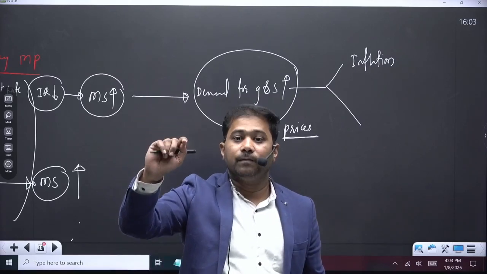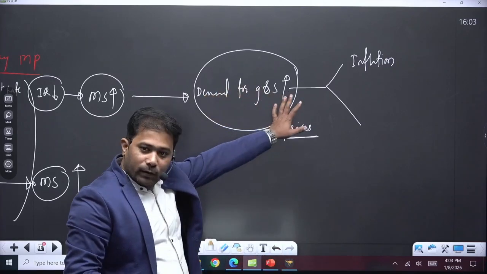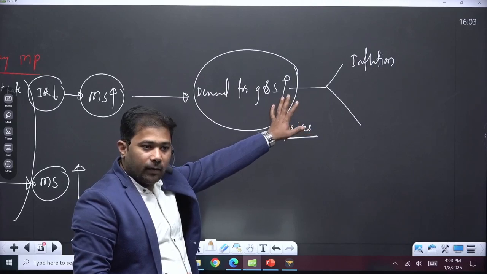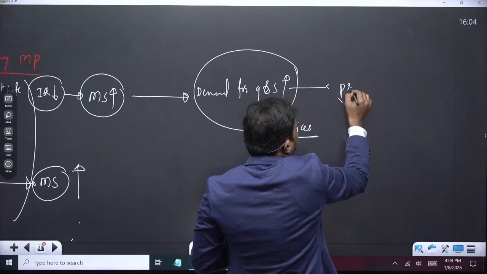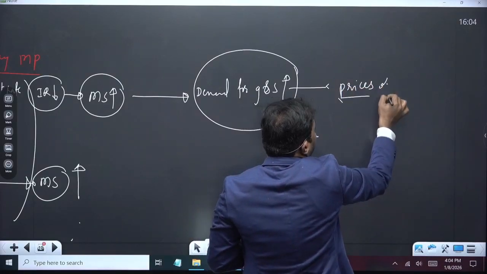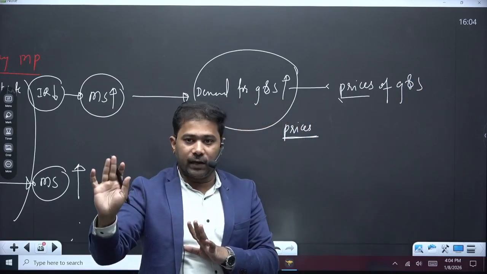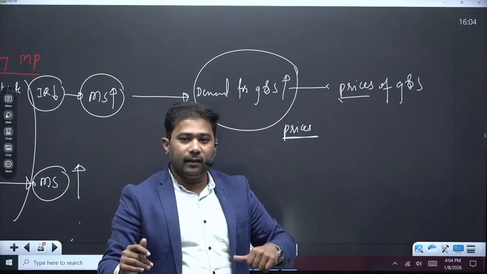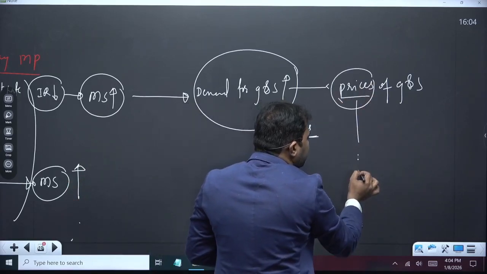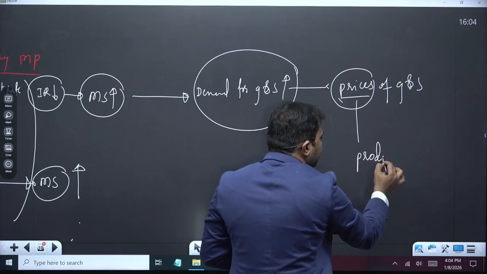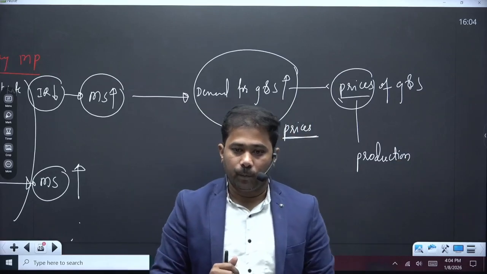Any confusion? Okay. Demand for goods and services increases, right? It will increase what? Prices of goods and services. One aspect is it will lead to inflation. That is clear, right? Another aspect, when prices are increased, it will also encourage production.